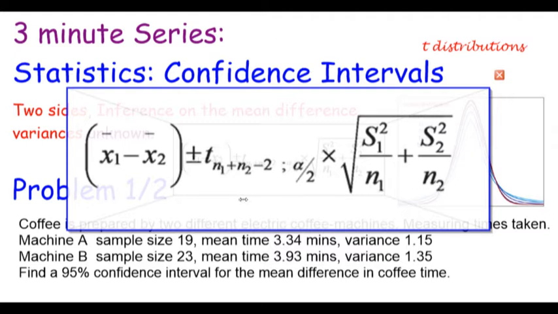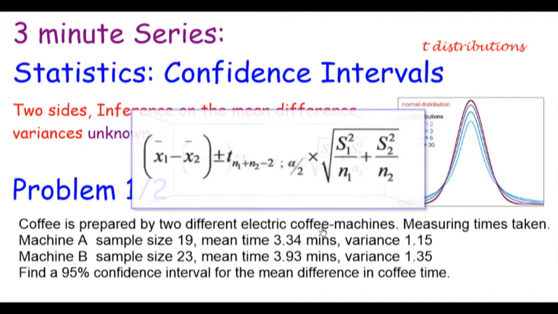In our case, I think the sample size is what? 42 minus 2, 40. So we're looking at a T40 alpha on 2 if it's a 95% confidence interval. Okay, we have a 5% on either side, so the alpha on 2 is 2.5%. And you can see the variances from our samples. This is obviously the variance from sample 1 over the sample size of sample 1, and the variance of sample 2 over sample 2's sample size, N2.